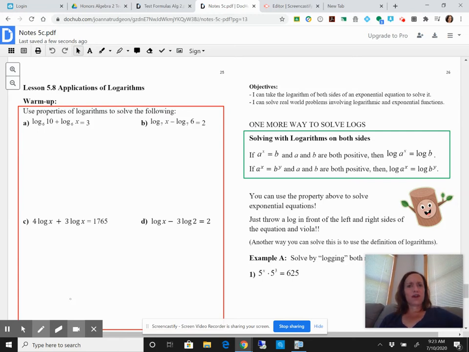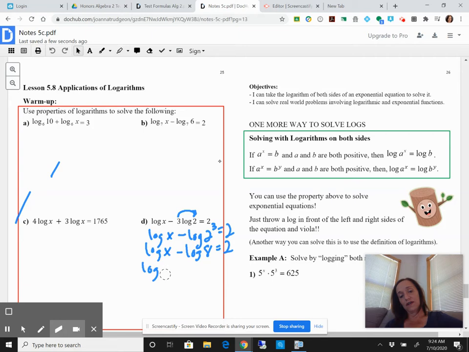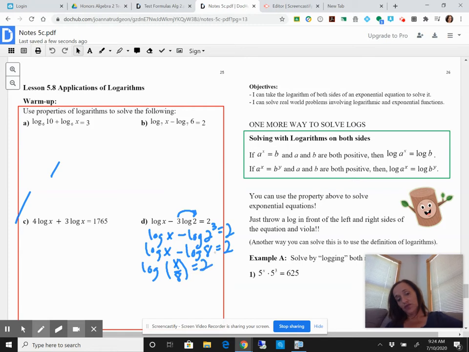I think I'll use the quotient property to make this a division problem, but before that, this second term, I've got to get the 3 up there. So this is going to be log x minus log 2 to the third equals 2. 2 to the third is 8. So this is the same thing as log x minus log 8 equals 2. Now I can write it as a quotient. So it'll be log of x over 8 equals 2, like that.